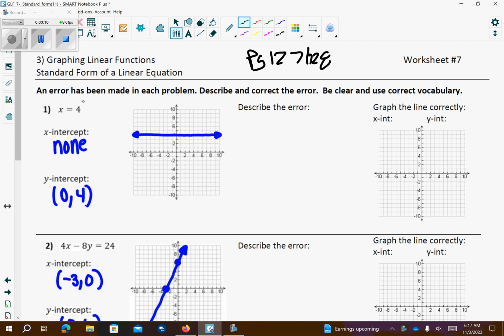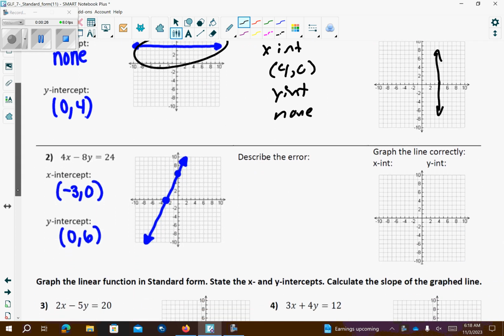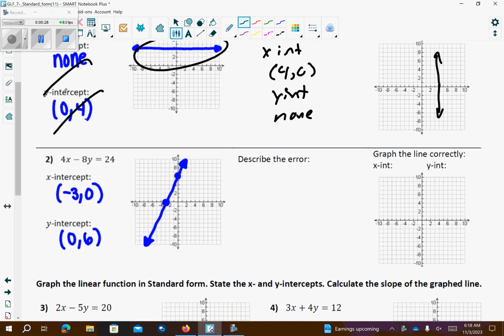So this first one, we want to graph this. It's a vertical line. So there's our error. We made that. Our x-intercept would be at 4, 0. Our y-intercept, there is none. So those were the errors.